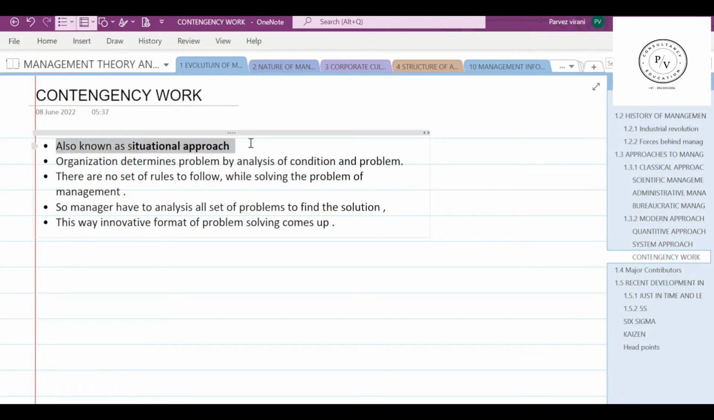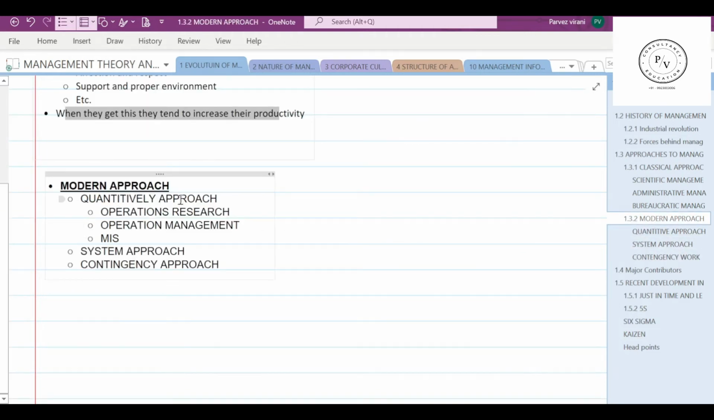Also known as situational approach. Organization determines a problem by analysis of the condition and problem. There are no set of rules to follow while solving the problems of management. So managers have to analyze all the set of problems to find the solutions. This way, innovative forms of problem solving also come up. So now that is your modern approach: quantitative approach, system approach, contingency approach.